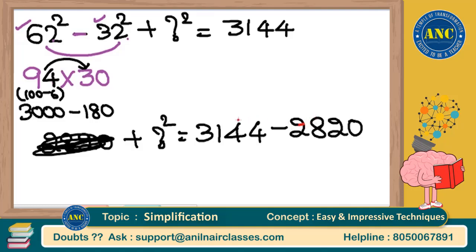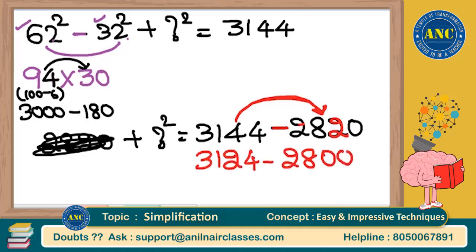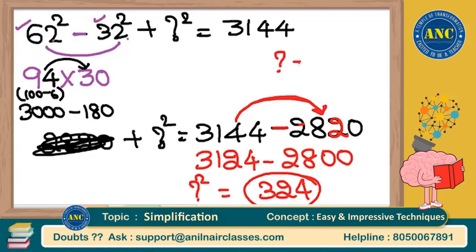If I share 20 rupees from this person, this plus 20 whatever this person is giving, this minus 20 whatever this person is having, they both will cancel. It will become 3124 minus 2800. Now it is easier to subtract, sir. Now you can straightforward within a second say it as 324. But 324 is question mark square. Question mark is the square root of 324, which we already know as 18. I hope the idea is very clear.